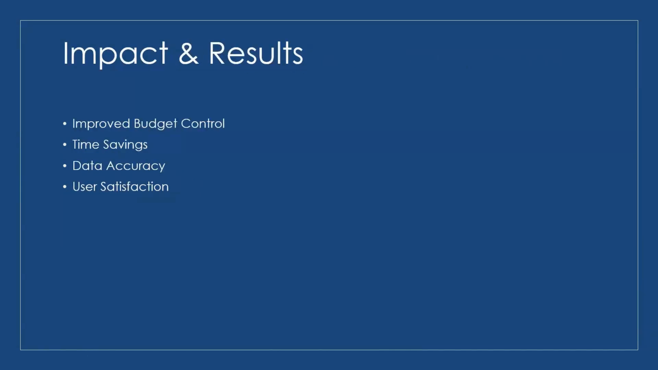The impact and the result of this solution. Since implementing budget check, we've already seen clear benefits across the board. Requests are now only submitted if budget is confirmed, reducing rework and approvals based on incomplete data. Cost center managers have real-time visibility into budget usage, no surprises at the end of the month. Finance teams spend less time fixing issues and more time focusing on forward-looking planning.